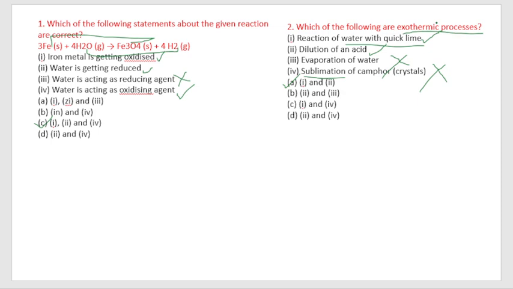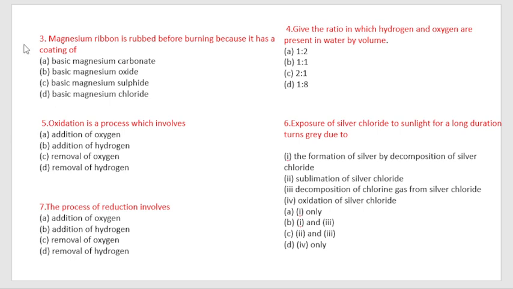In an exothermic process, heat energy is released, and during endothermic processes, heat energy is absorbed. So these two processes can be given as examples for endothermic processes. Okay. Next question.